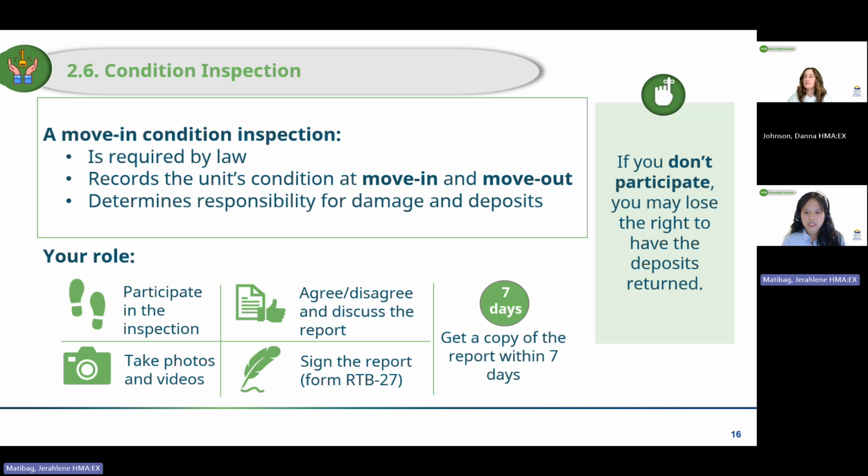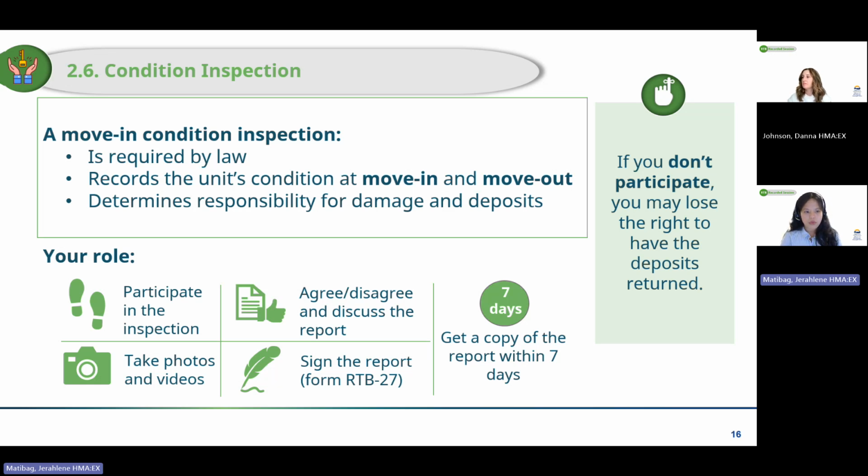So your roles in a move-in inspection, first is to participate in the inspection. You will be given two opportunities to attend the inspection, and if you can't be there, you're allowed to send someone on your behalf. But just make sure the landlord has the name in writing beforehand. And if the landlord doesn't schedule the inspection, put your request in writing. If they still fail to reschedule it, you're allowed to complete the inspection by yourself using Form RTB27. And then the landlord may lose the right to claim against your deposit.